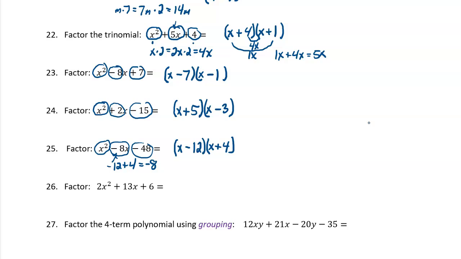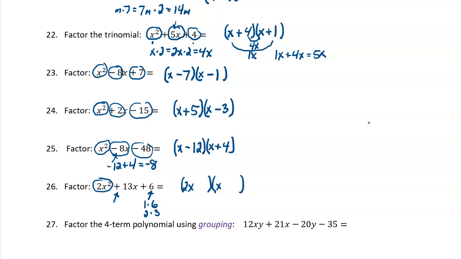Now, when you're factoring trinomials, if you try all possible combinations of numbers and none of them ever work, you write the word prime. Number 26, this is a trinomial. It factors with two groups of parentheses. 2x times x is the 2x squared. There's a couple possibilities of numbers that multiply to make 6. One is 1 times 6, but another is 2 times 3.